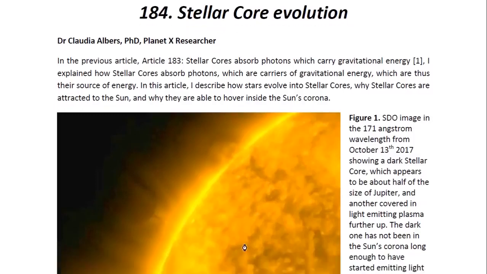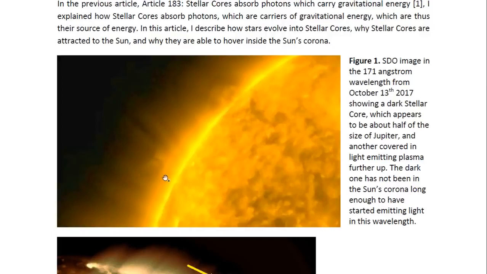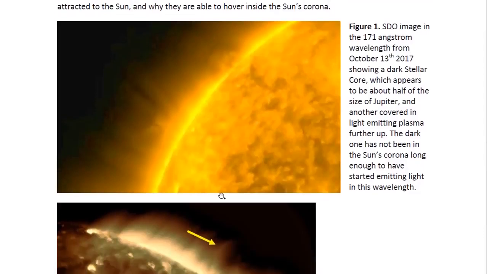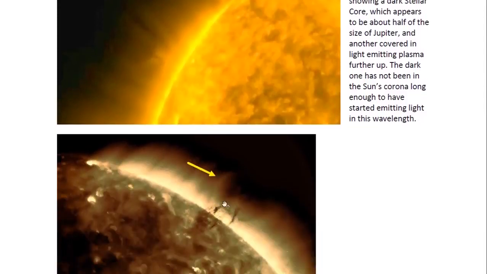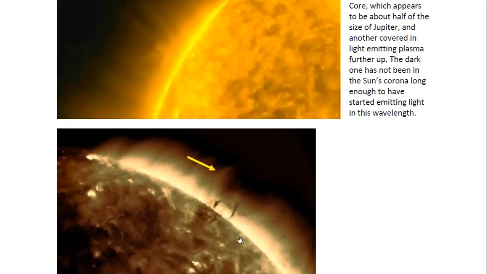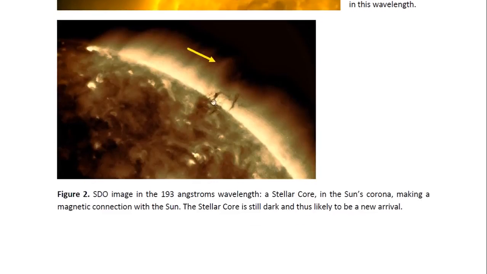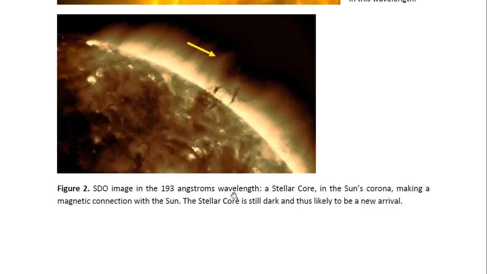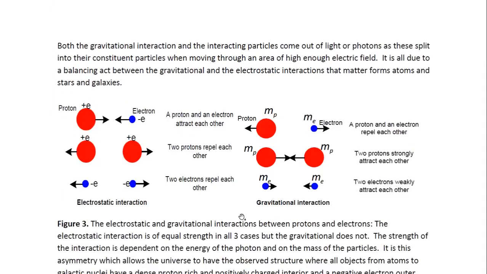Now in this image we see two stellar cores. We see a dark one here, and we see the connection that it's making to the Sun, and we see another stellar core. This one seems to be enveloped in plasma from the Sun's corona, so it seems to now be able to emit some light. And we see another one partially within the Sun's corona, and again the particle connections that it is making with the Sun. And these are gravitational. These are due to gravitational interaction between the stellar core and the Sun.